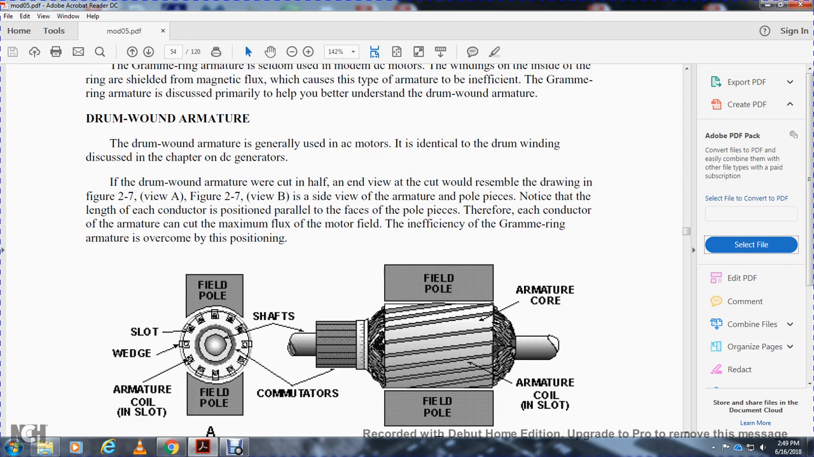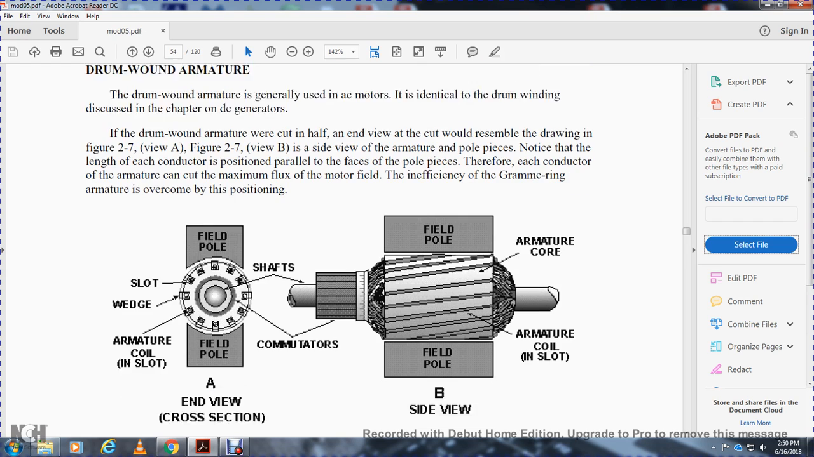The drum wound armature is generally used in DC motors, identical with the drum winding discussed in the chapter on DC generators. If the drum wound armature were cut in half, the end view of the cut would resemble the drawing in figure 27, view A, and view B shows a side view of the armature and the pole piece. Note that the length of each conductor is positioned parallel to the face of the pole pieces. Therefore, each conductor of the armature cuts maximum flux in the motor field, making it more efficient than the Gramme ring armature.